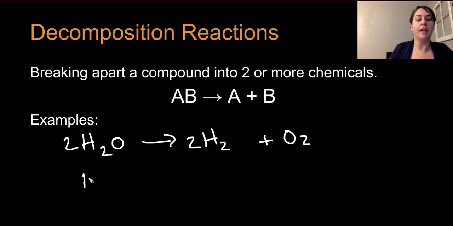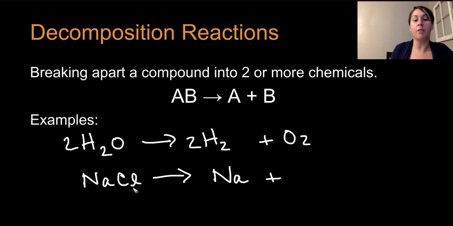Or we could take that sodium chloride. So if you see NaCl or you see anything that is just one compound on the left-hand side of the equation, we know that the only thing that we can do is break it apart. And so that means we're going to end up with sodium plus, and remember, Cl is a diatomic molecule, so we want to have the Cl2 here.